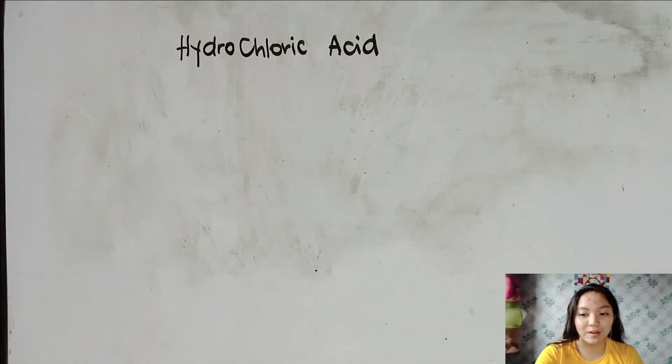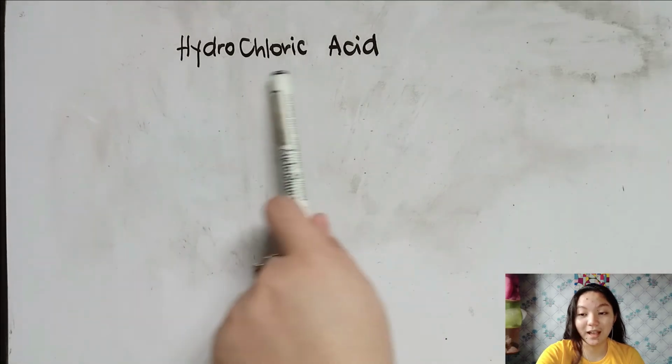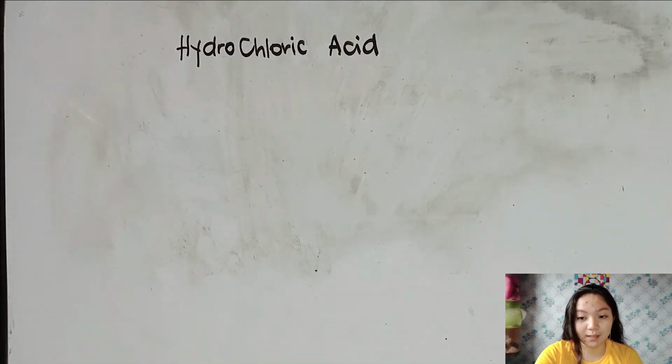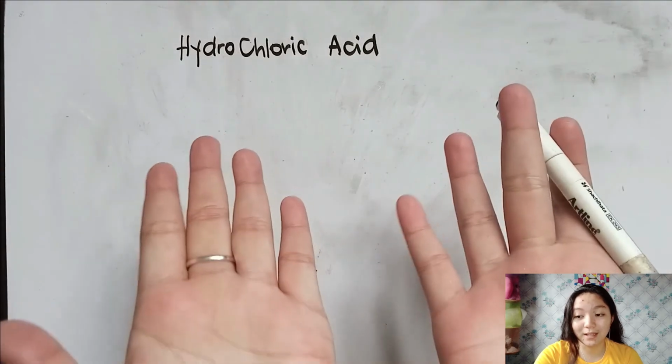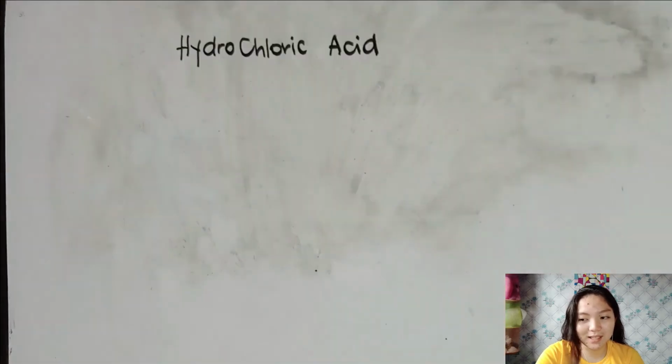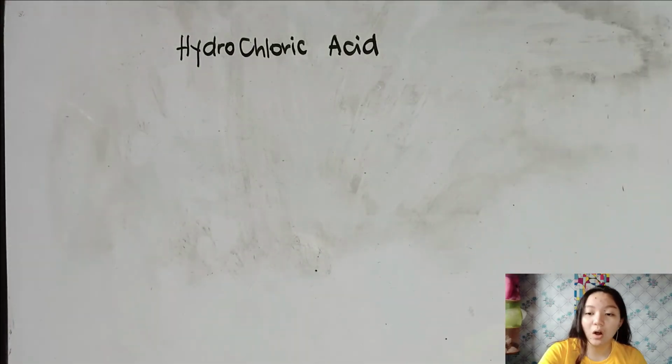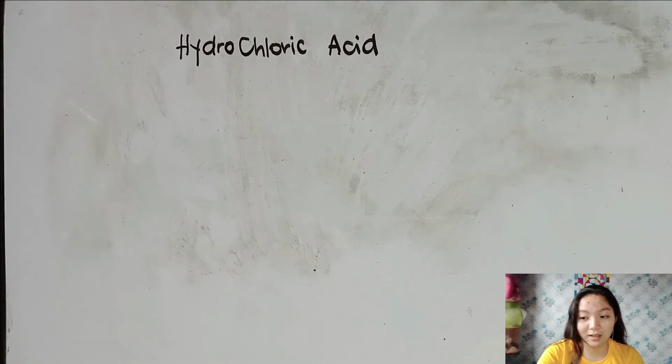At first, you will think it's hard to do naming and writing symbols for acids. But actually, it is easy. And I'm here to show you how to name and write the symbol of acids. We have here hydrochloric acid. Some will ask, how could we write the symbol? It's easy. Why? All acids contain hydrogen.